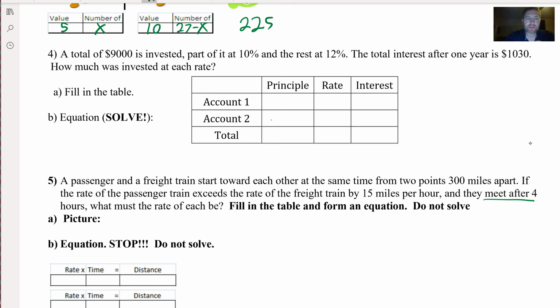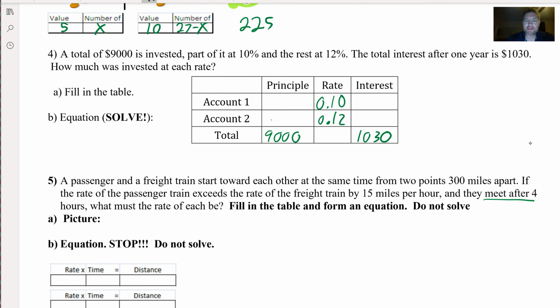It says a total of 9,000 was invested. So our total principal is 9,000. And the interest rates, you do have to change these to decimals. It'll be 0.10 and 0.12. And then the total interest will also always be given right there, 1,030.